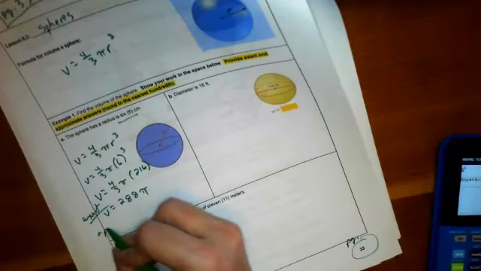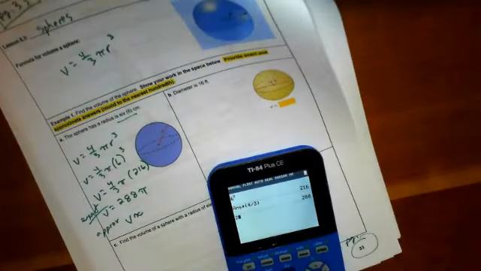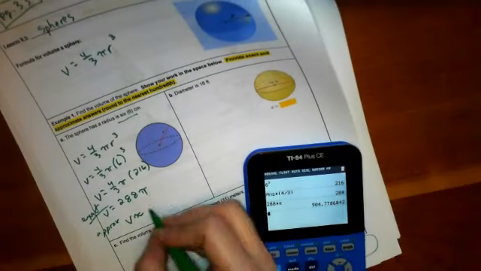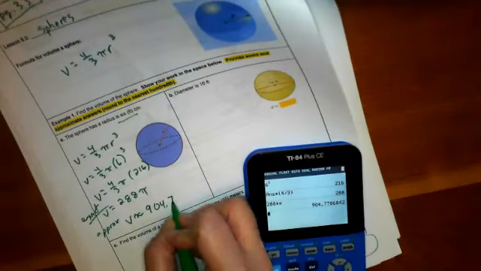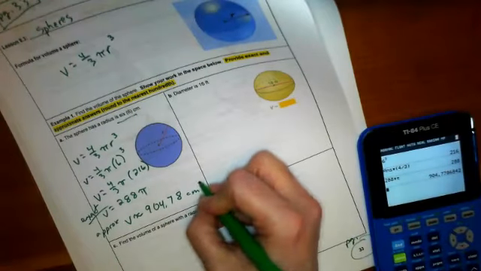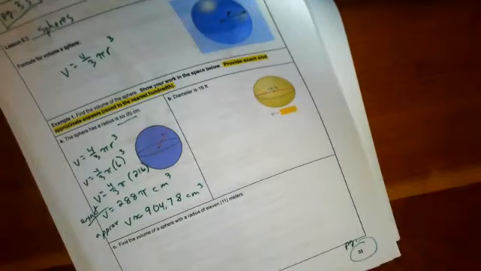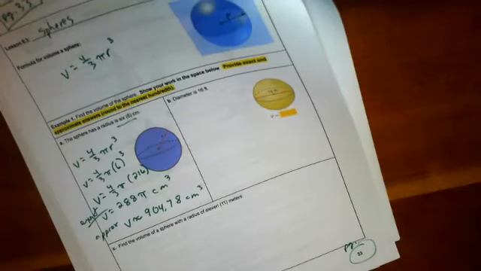And then my approx is going to be volume equals approximately 288 times pi. And we're going to get 904.78. And that is centimeters cubed. And I should have put that up there. Okay, so there you have it. That's how you do finding the volume of a sphere. I'm just double checking my work right now to make sure. Yep, that's right.